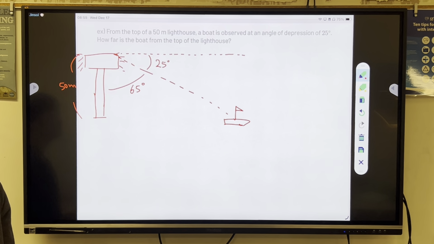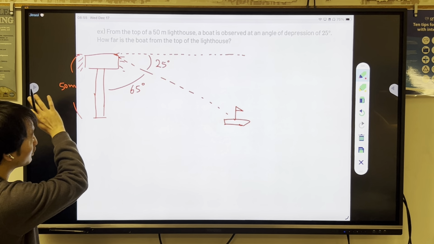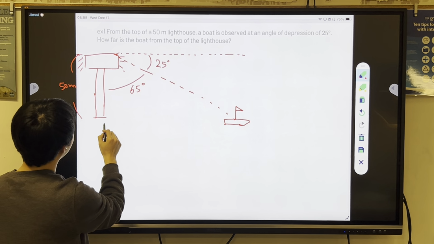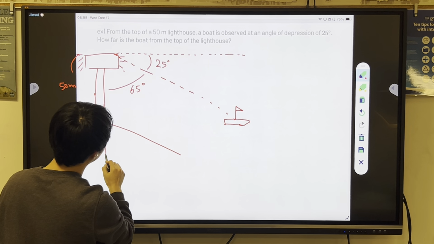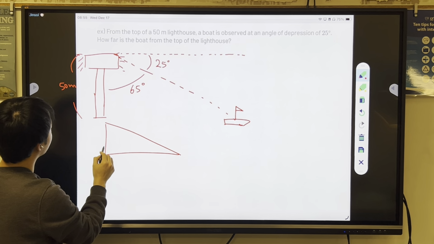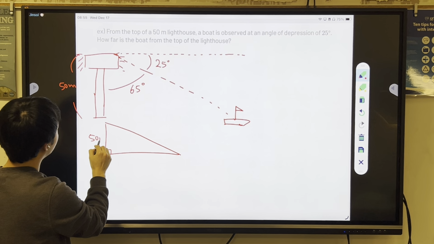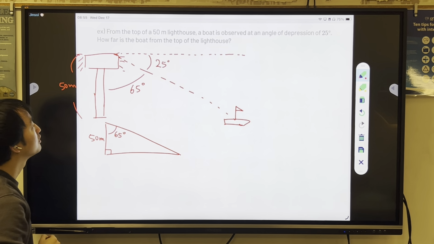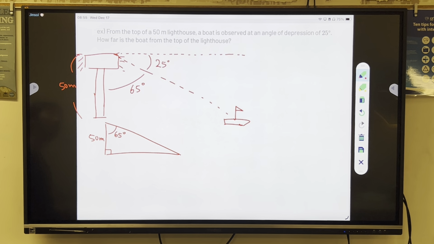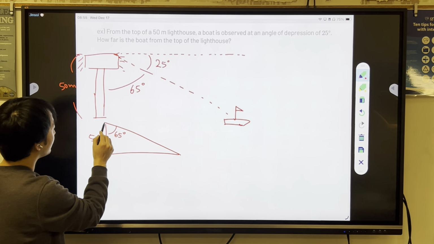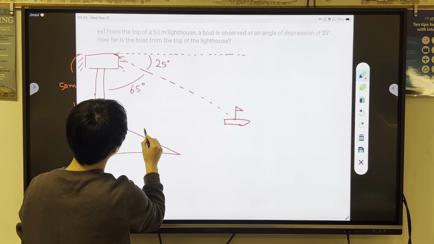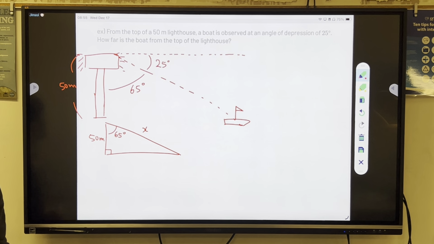Now, I think we can construct a diagram of the situation without the boat, without the lighthouse, without the angle of depression. I think we can say that an easier version of this triangle would be something like this. At 50 meters here, and that's 65 degrees. And the question is asking for, how far is the boat from the top of the lighthouse? So I think we're trying to find this diagonal distance. So that's going to be the x value here.